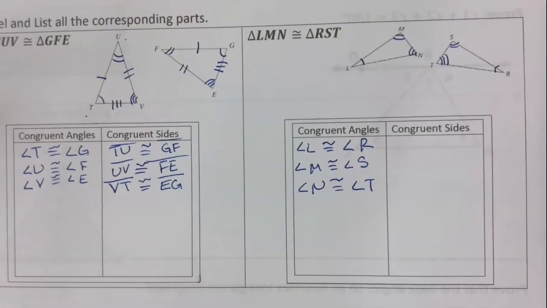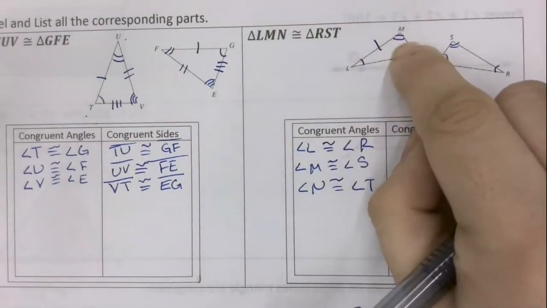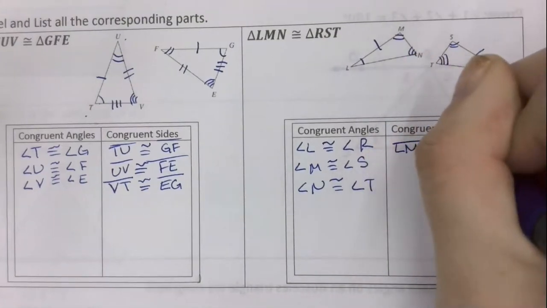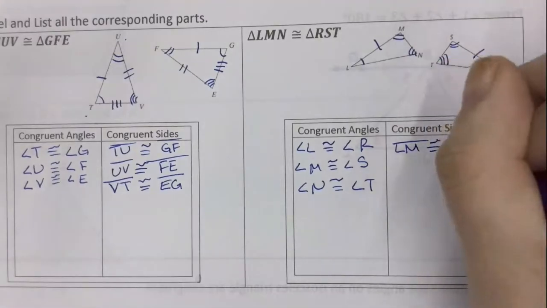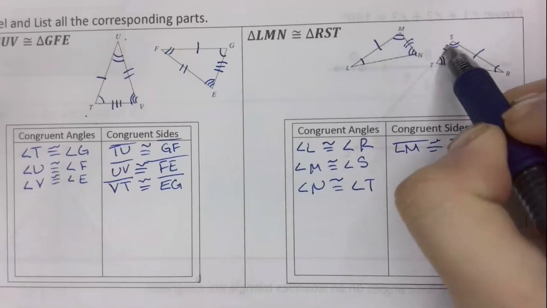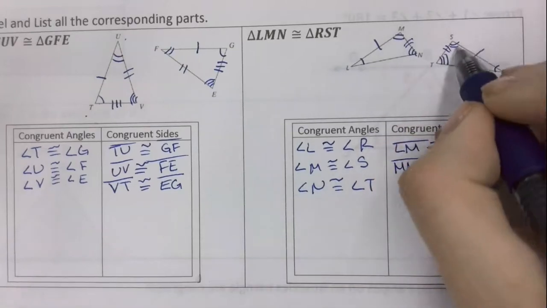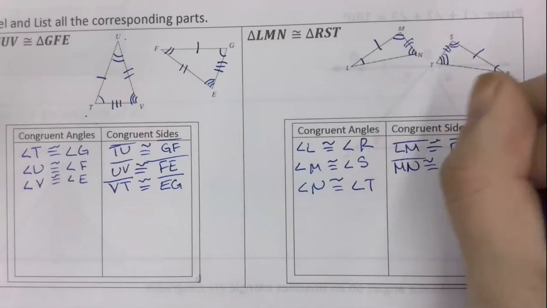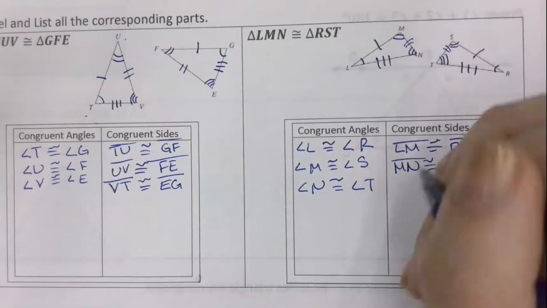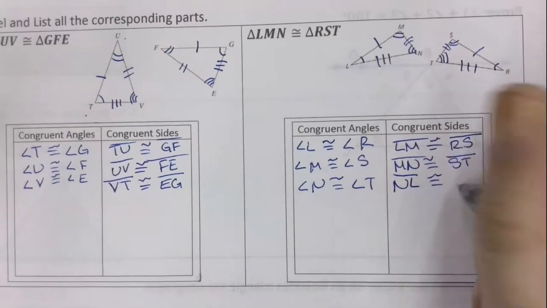Then I want to go find my sides. So this is my first mark I'm going to do in between the 1 angle and the double angle. So over here it's going to be right there. So I have LM is congruent to RS. Then I want to do between the 2 and 3. So I have MN, and from 2 to 3 here is ST. And I have from 3 to 1. So I have NL on my first one, and 3 to 1 over here is TR.